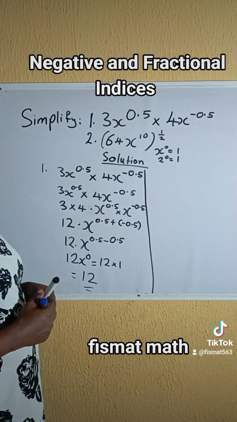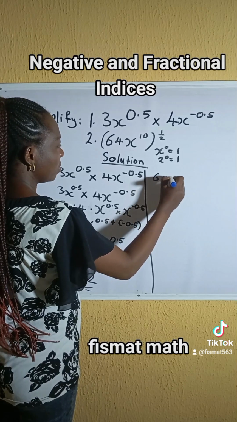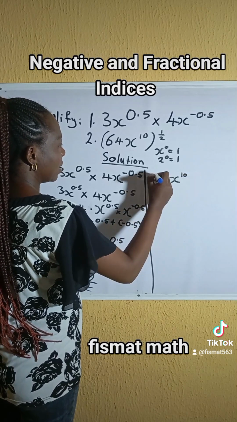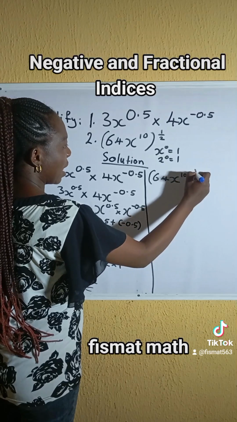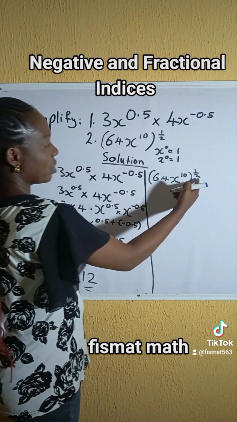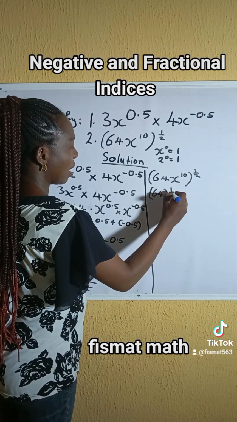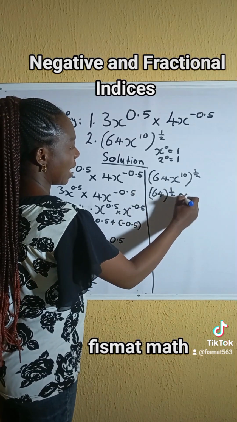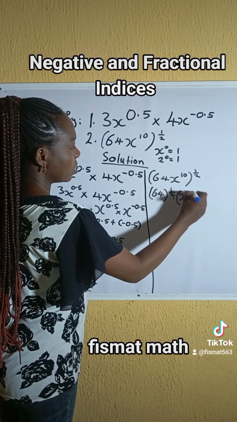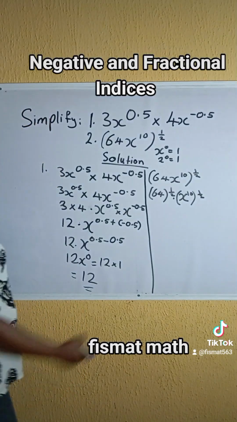Let's solve number 2 now. Here we have 64x to the power of 10, and then all together raised to the power 1 over 2. That's half. Now you agree with me that you have 64 raised to the power half, and x raised to the power 10. That's what we have.